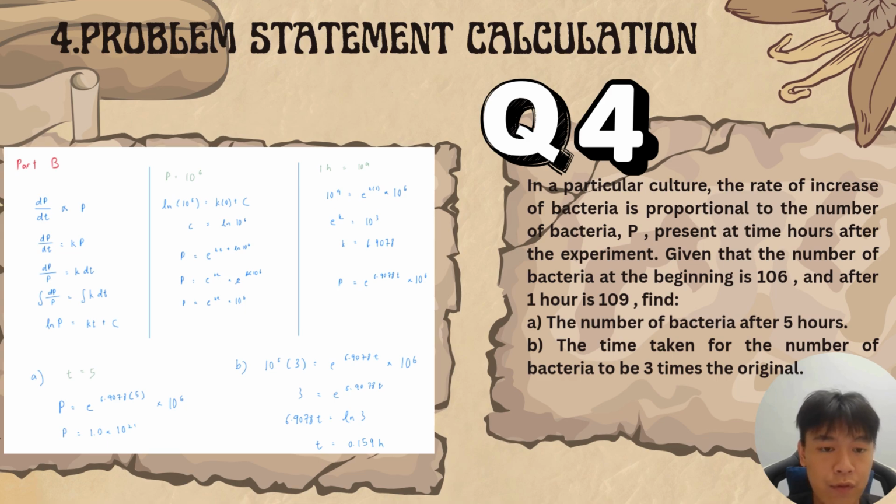And then next we move to question B. The time taken for the number of bacteria to be 3 times the original. So we just sub in the original bacteria times 3, because for the number of bacteria to be 3 times the original, we just times 3. Then we can get the time equal to 0.59 hours.